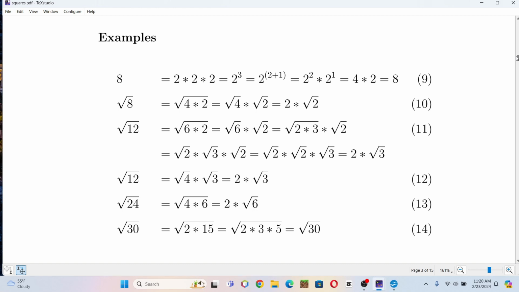Finally, in equation 14, 30 factors into 2 times 3 times 5. There are no perfect squares here, so it cannot be simplified. So root 30 simplifies to just itself.